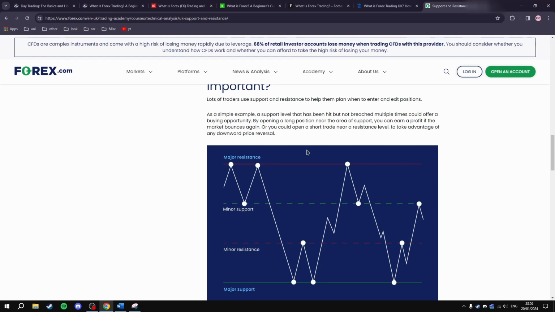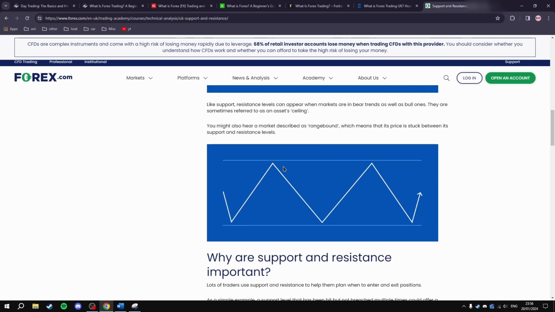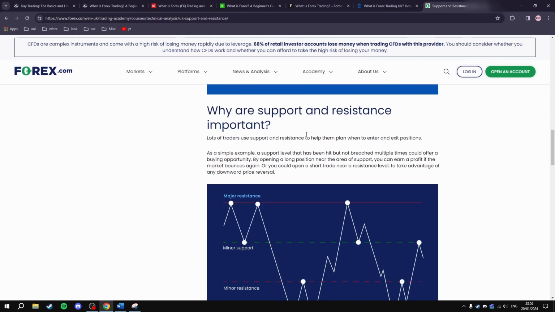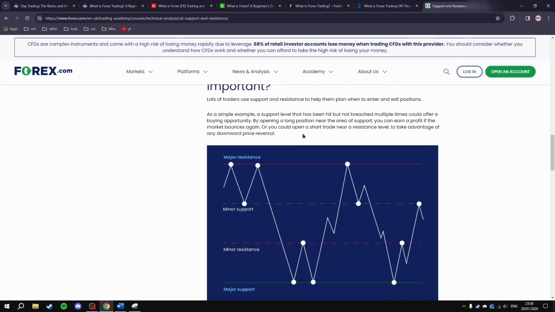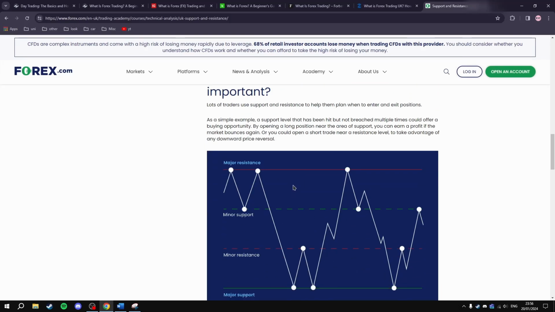As a simple example, a support level that has been hit but not breached multiple times, so that's the bottom one, can offer a buying opportunity. By opening a long position near the area of support, you can earn a profit if the market bounces again, or you can open a short trade near the resistance level, so that's the top, to take advantage of any downward price reversal.